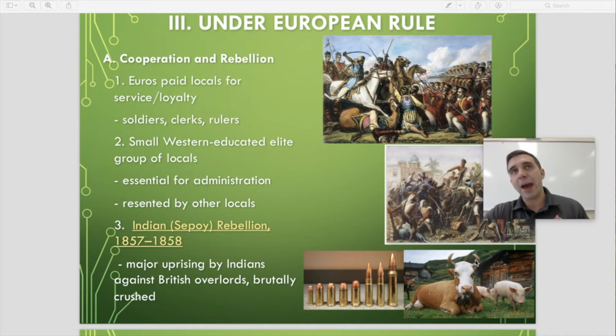The British East India Company has to get British soldiers from other parts of the British Empire to come help them. The British also have to get Sikhs. If you remember, Sikhs in India were a blend between Hindus and Muslims. They had to get their help. And eventually, though, they do put down this rebellion. The Mughals are basically ousted.